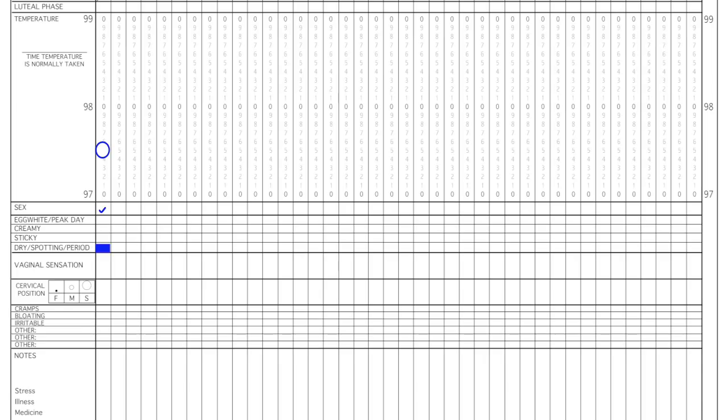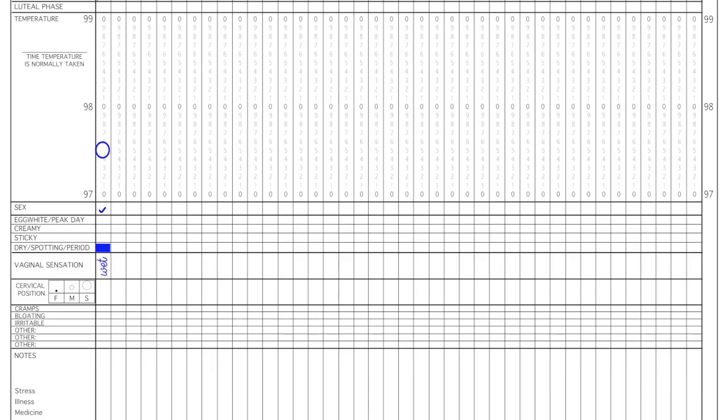Okay, underneath that you'll mark your vaginal sensation. This one can be a little bit trickier, but mostly just pay attention to how you feel throughout the day. Does it feel wet? Does it feel dry? And just mark that down in your chart. Okay, on to the third fertile sign, which is your cervical position. There are 3 categories here. The F stands for firm, the M stands for medium, and the S stands for soft. You don't have to record your cervical position while you're on your period, so I'm just going to leave that blank.